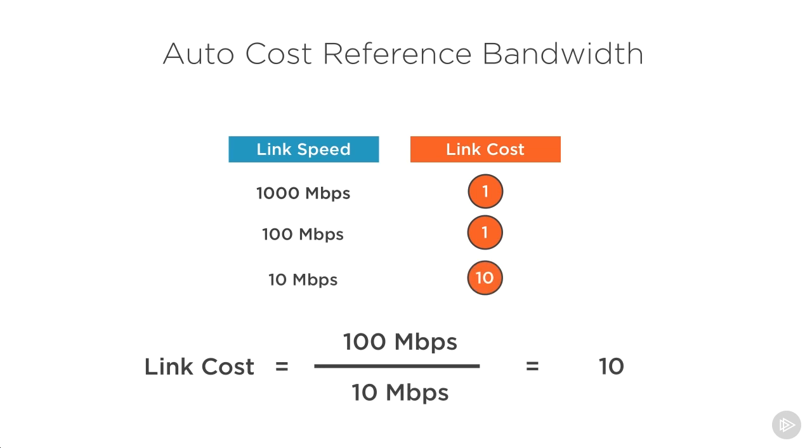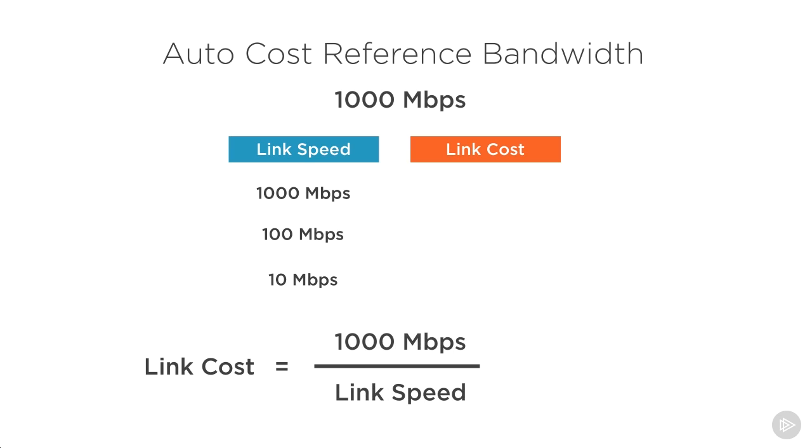This can cause some problems. So here our 10 megabit link on our default auto cost reference bandwidth of 100 means that 10 megabits per second has a cost of 10, 100 megabits gets a cost of 1, and 1000 megabits gets a cost of 1. In the land of OSPF, the lower the cost, the better the link. So here what we're saying is effectively 100 megabit links and faster all are the same exact speed for the case of OSPF. Well, we can change our auto cost reference bandwidth.